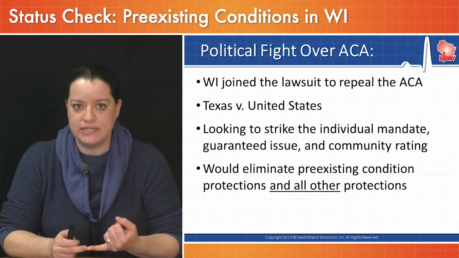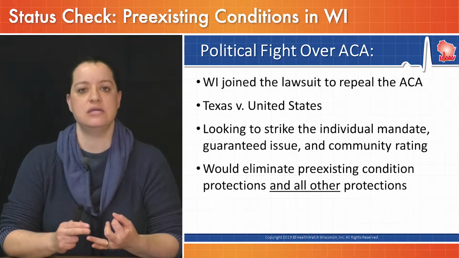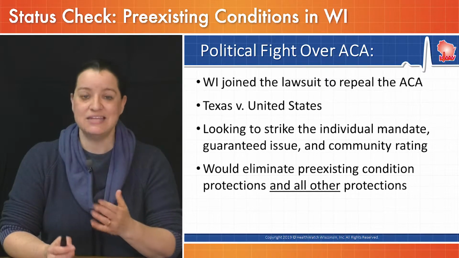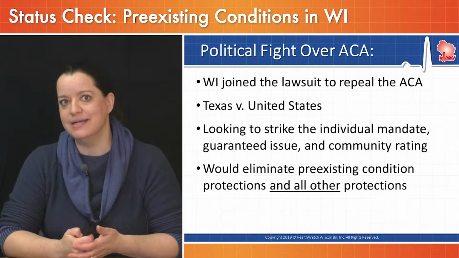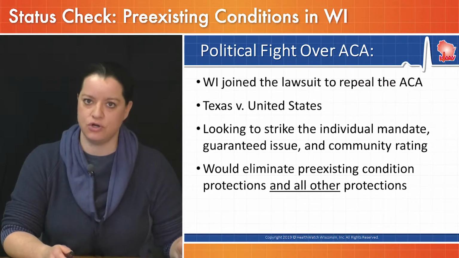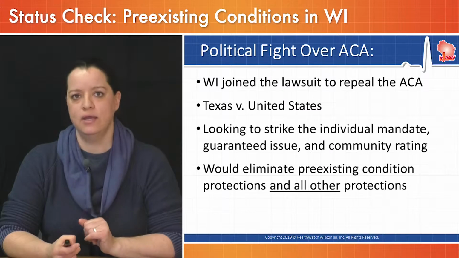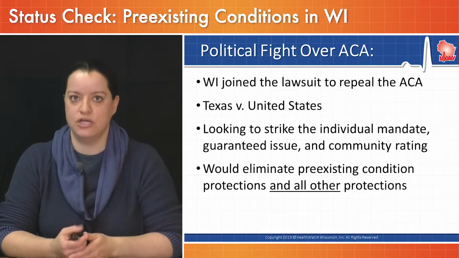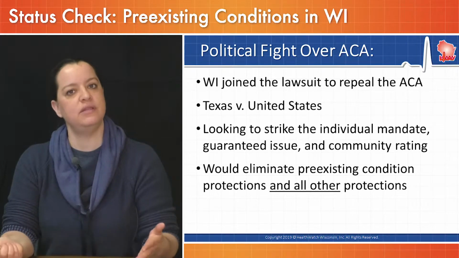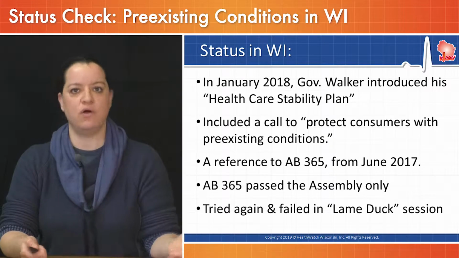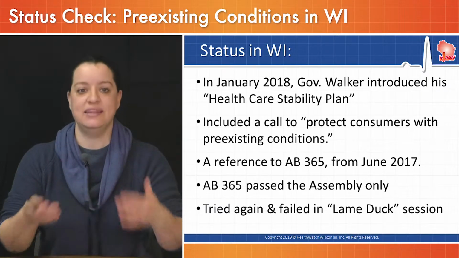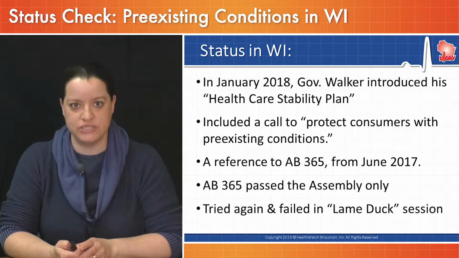The Texas versus United States case looks to strike the individual mandate, guaranteed issue, and community rating provisions of the Affordable Care Act. And the way that the lawsuit was written, it said, by the way, if that falls, then you can't have the rest of the Affordable Care Act either. So in January 2018, Wisconsin's then Governor Walker said, I'm going to introduce the Healthcare Stability Plan. If the Affordable Care Act falls, then we would like to have something on the books that protects people with pre-existing conditions. That was written into Assembly Bill 365.